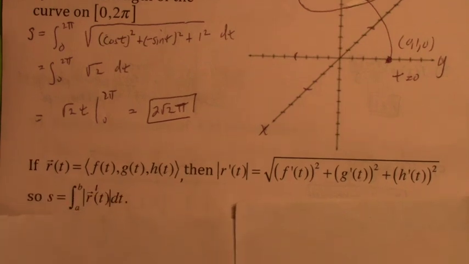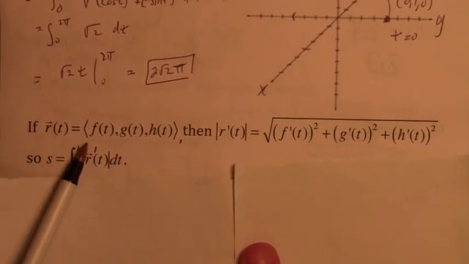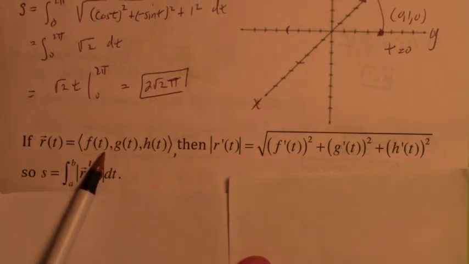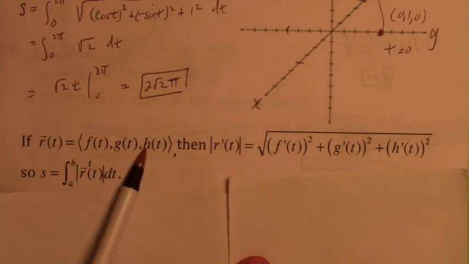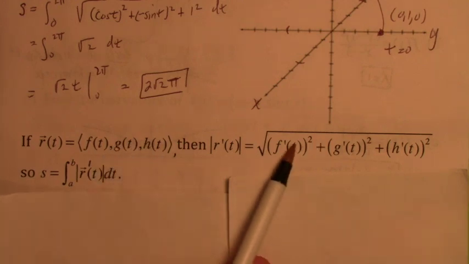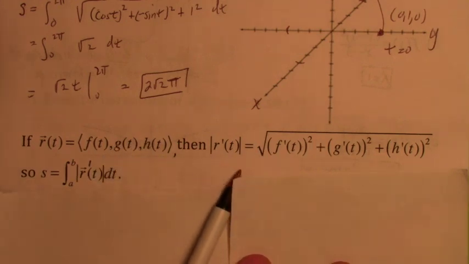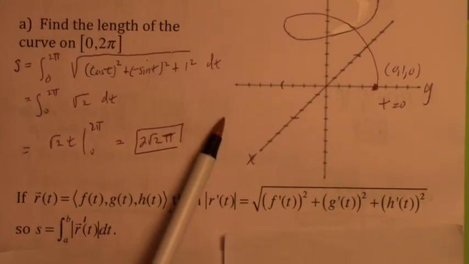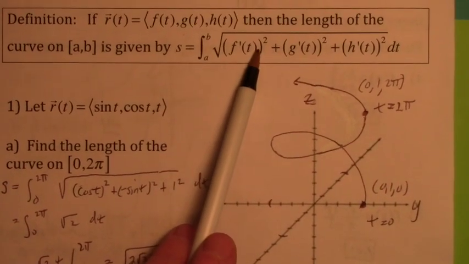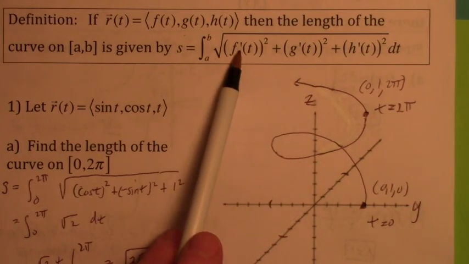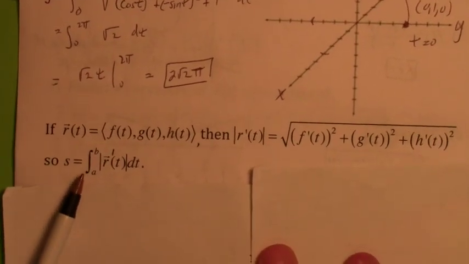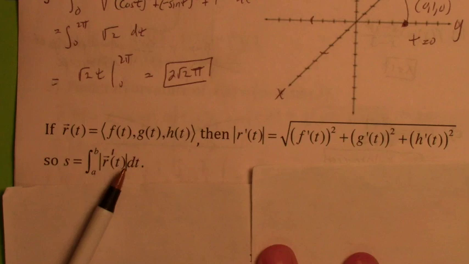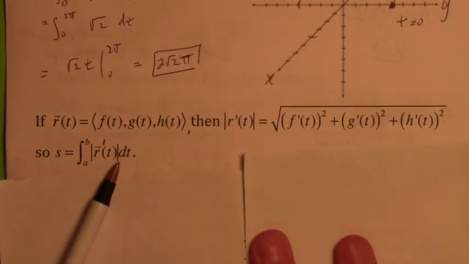Here's an observation that actually comes up. Isn't it true that if this is your vector function, then the magnitude of r prime is this? Remember what you do: you find r prime, which is the derivative of each one. To find the magnitude of it, you just square them and add them together and take the square root, right? Well, you should have noticed that the magnitude of r prime is exactly the same expression as the integrand. So the arc length could also be written as s equals the integral from a to b of the magnitude of r prime. And you will see this later. We will use this fact.